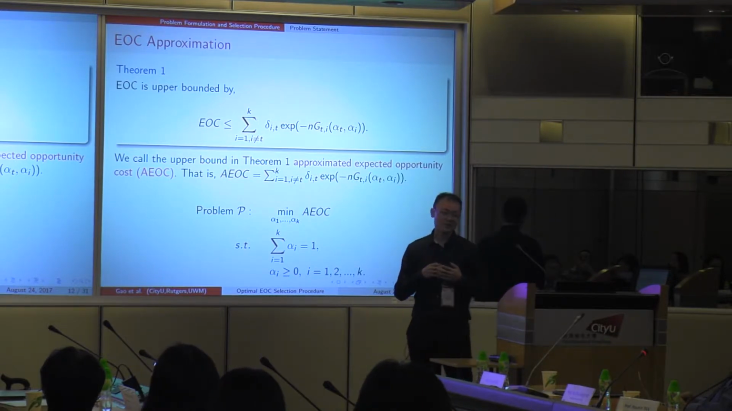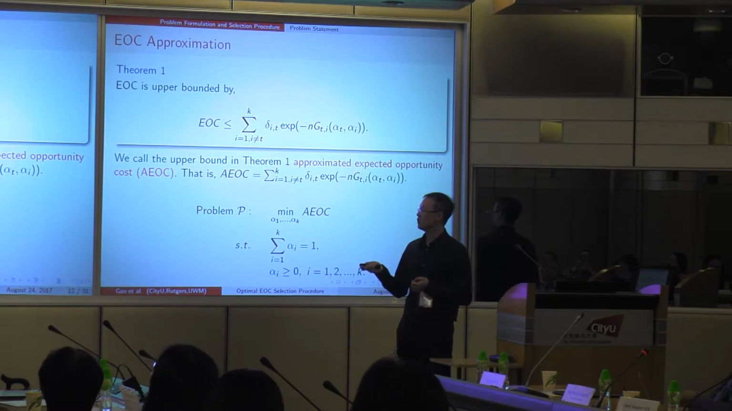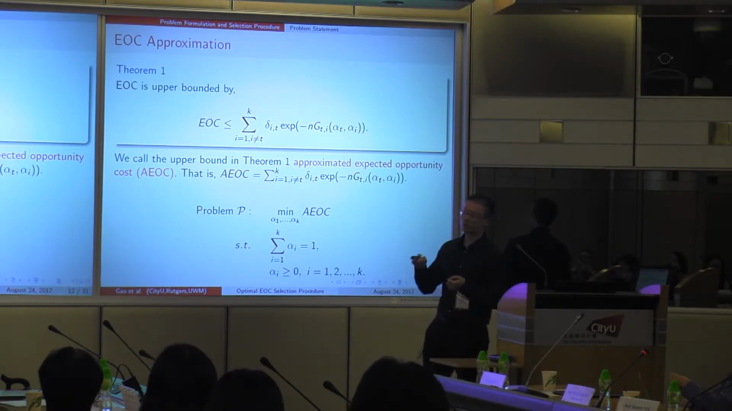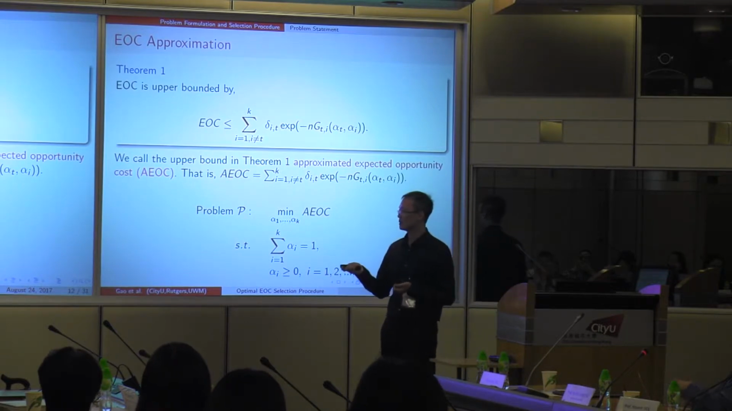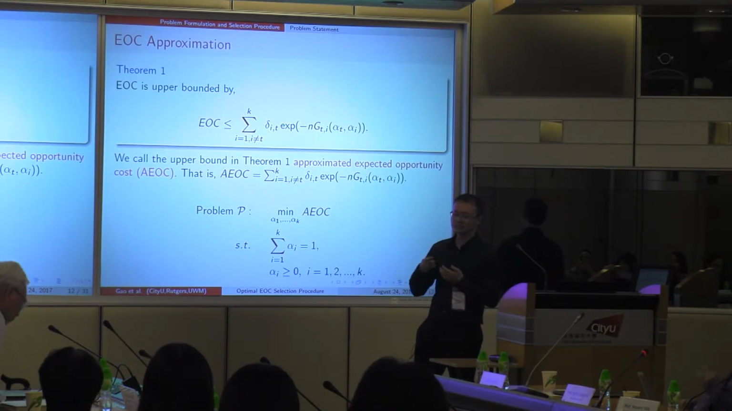So the problem in the previous slide can be rewritten like this. We are going to minimize AEOC, while the variables are the same, still the proportion of the simulation budget allocated to each design. They still sum up to 1, and they are all non-negative. We call this problem P, and this is the target problem in this research.